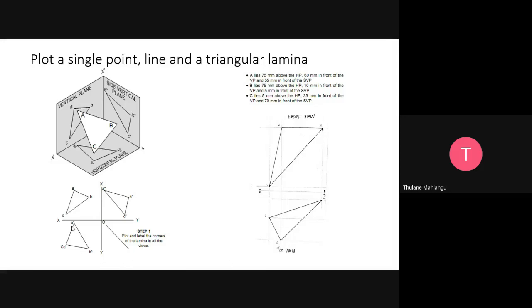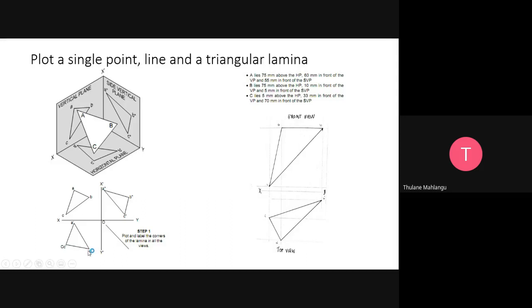But remember, this plane that we are at in the top view represents the horizontal plane. But these distances, of point B, point C, and point A, are the distances in front of the vertical plane. So when you measure from the XY down in the top view, you are going to use the coordinates of the vertical plane. Like when they say point B is 30 millimeters in front of the vertical plane, you are going to measure in the top view.